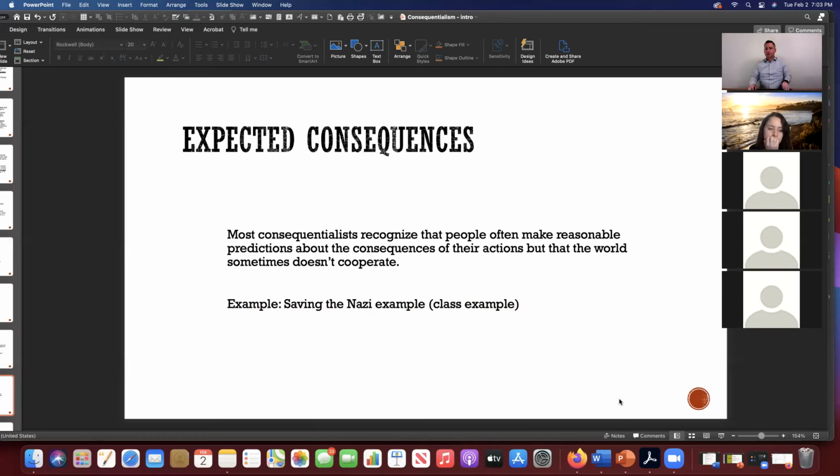Okay, and those who go the actual consequences route, they do want to try to say something to offset the fact that it does seem kind of harsh to say that someone did the wrong thing, despite the fact they did everything right going into the action.